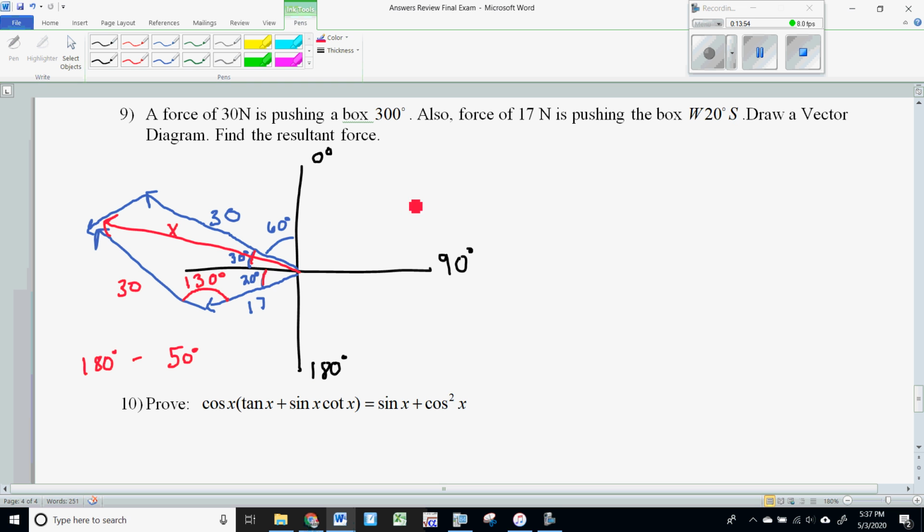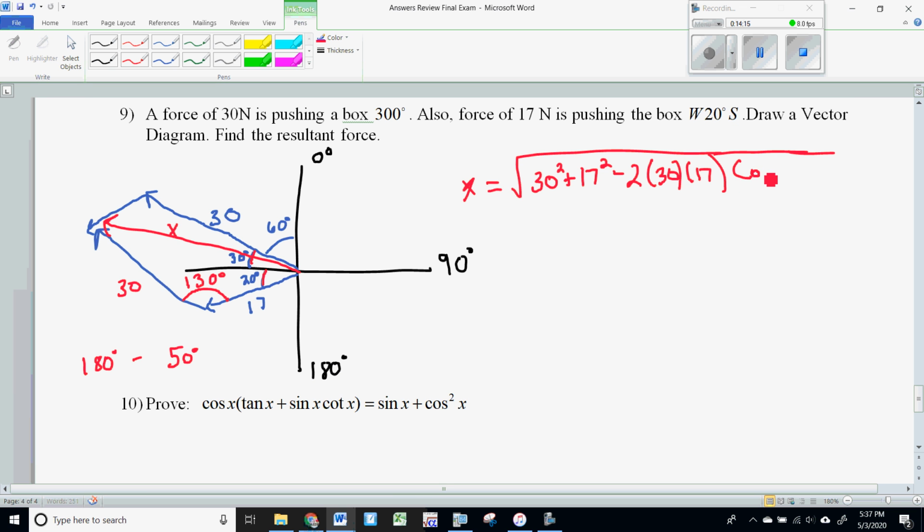So now if I put this into the law of cosines to find x, I'm just going to put the square root in right away. This is the square root of 30 squared plus 17 squared minus 2 times 30 times 17 times cosine of 130. And if you put all that in your calculator, you get x is 42.494.